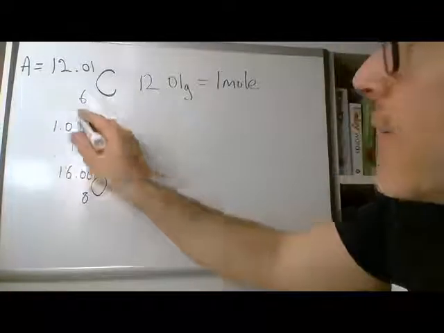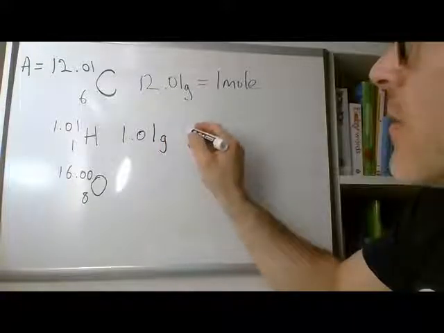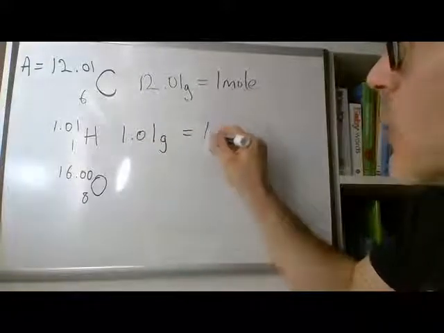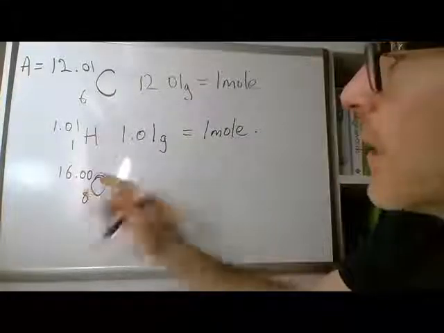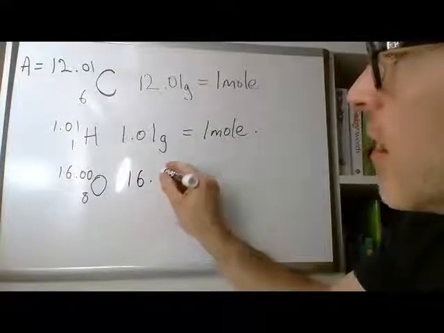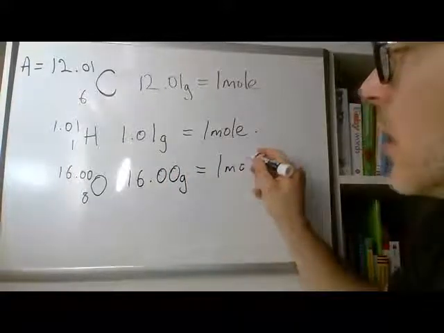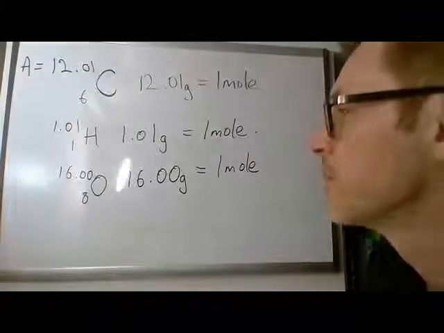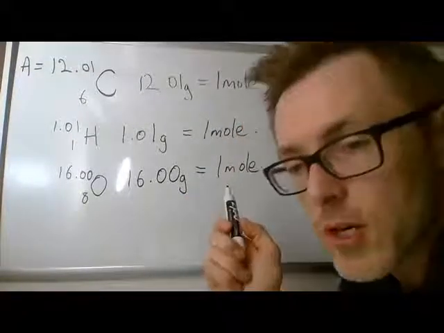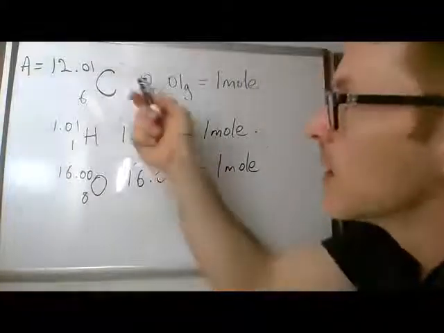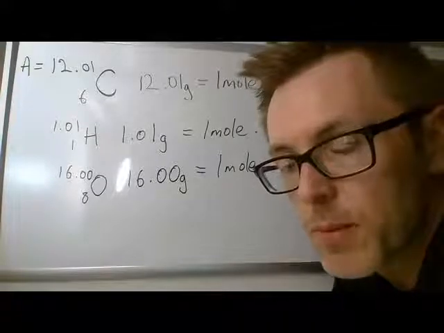Awesome. If I take 1.01 grams of hydrogen, that's exactly equal to 1 mole of hydrogen. If I take 16 grams of oxygen, that's exactly equal to 1 mole of oxygen. So this is very important. We can have a 1-to-1 mole ratio, but that's not a 1-to-1 mass ratio. So we have to be very careful about using mass ratios.